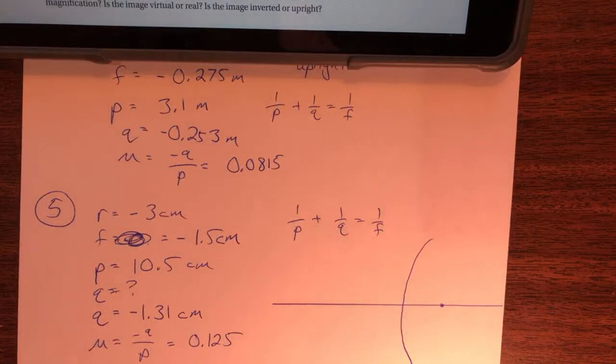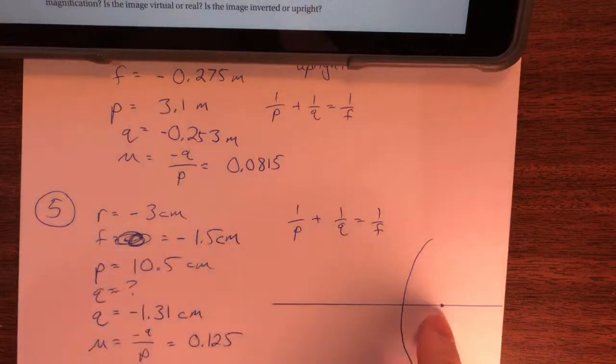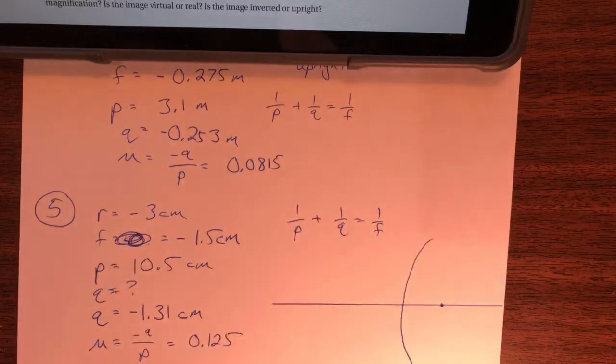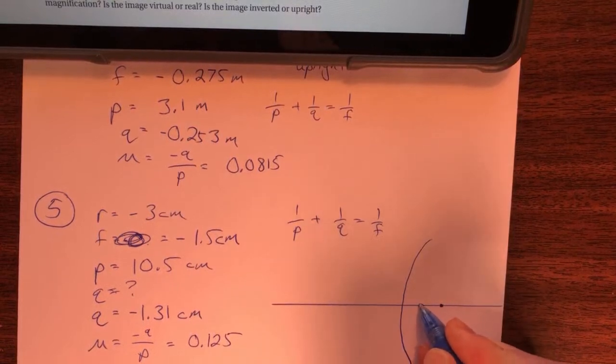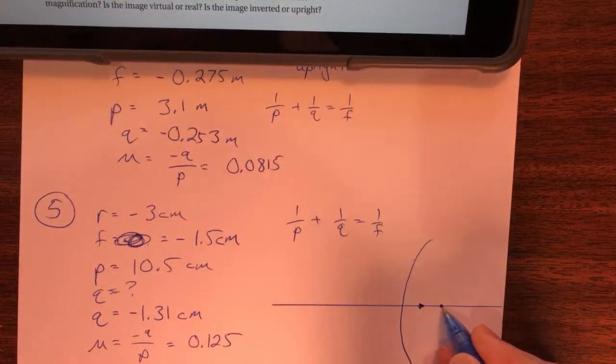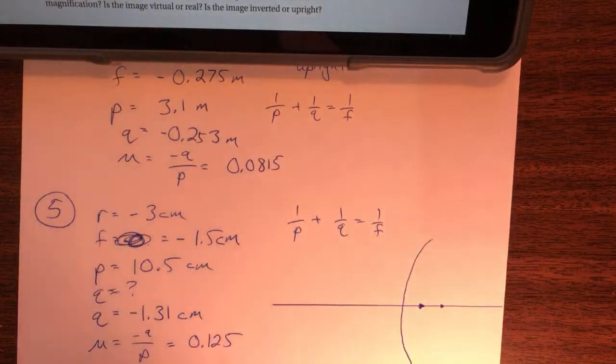And the object, oh wait, no. The focal length is 1.5, so we got to make it even smaller. Okay, so this is going to be 3. This is going to be your 1.5. That's your focal length. This is your center. And then if that's 3, then your object is super far away.